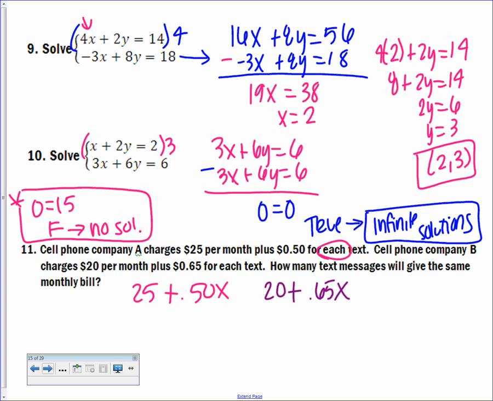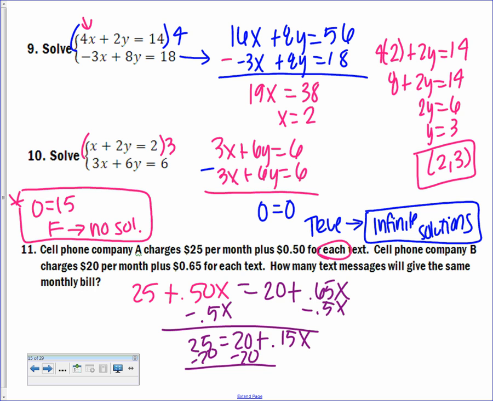And the question is, when will they cost the same? So let's set those equal to each other and solve. All right, let's get our x's together. So maybe subtract 0.5x. So I'll get 25 equals 20 plus 0.15x. Then I'll subtract 20, so I'll get 5 equal to 0.15x. Divide by 0.15. So I should get x to equal 33 1/3 text messages.